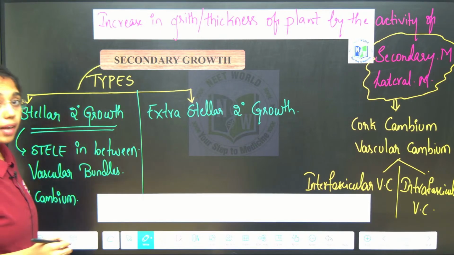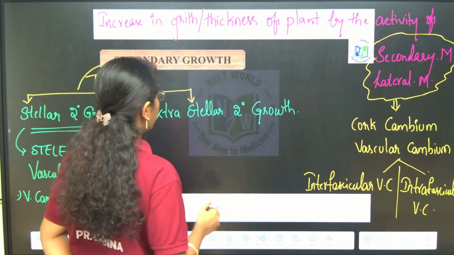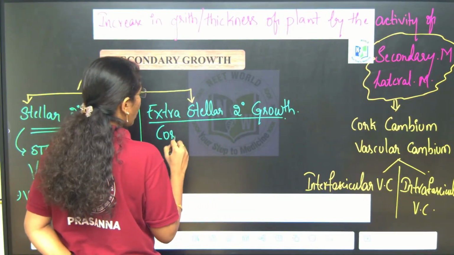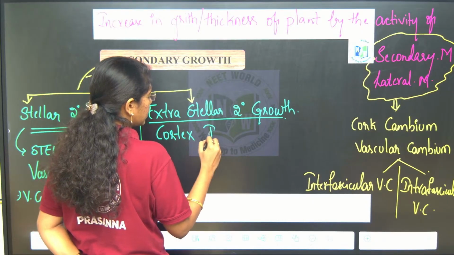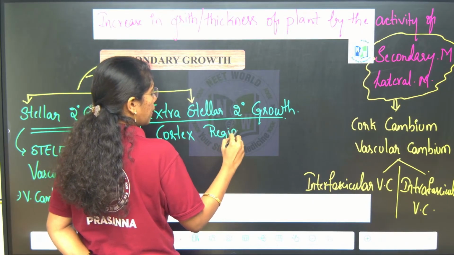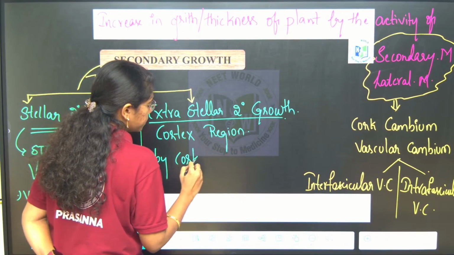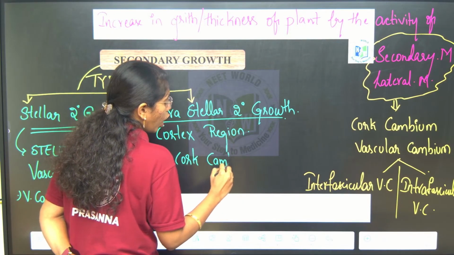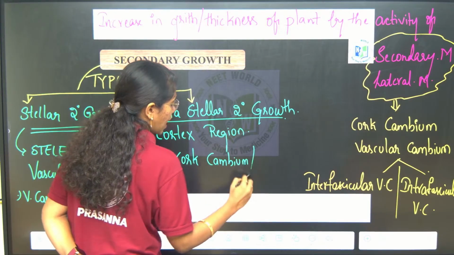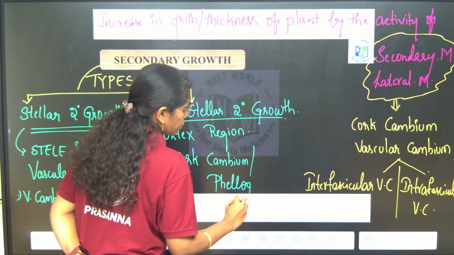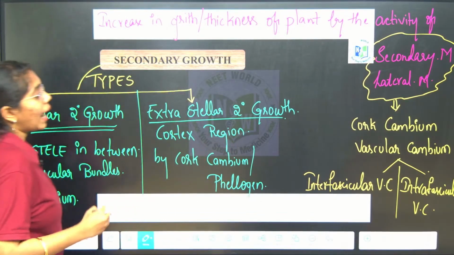Now extrastellar secondary growth. Extrastellar secondary growth occurs in the cortex region by cork cambium. Cork cambium is also addressed as phellogen.